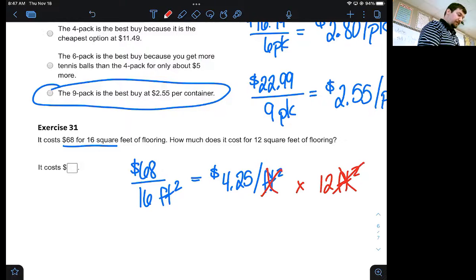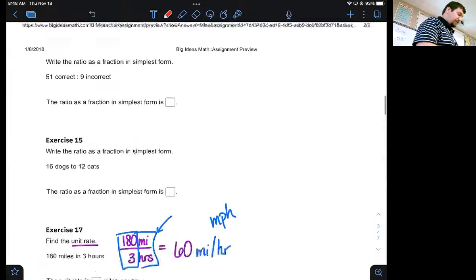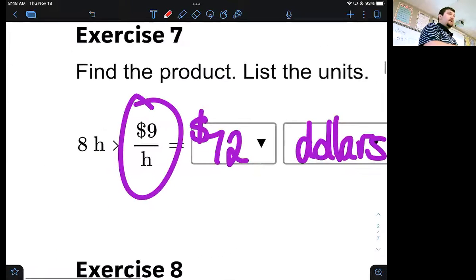How much do I pay? I pay $51. Which makes sense because if I paid $68 for 16 square feet, I should pay a little less for 12 square feet. And so I can find my answer by finding out what each square foot costs and then just multiplying that by 12 because I need 12 of those. So I found the unit rate and then I multiplied, just like I did in the very first problem we did up here, number 7, where the unit rate was already given to me and I multiplied.